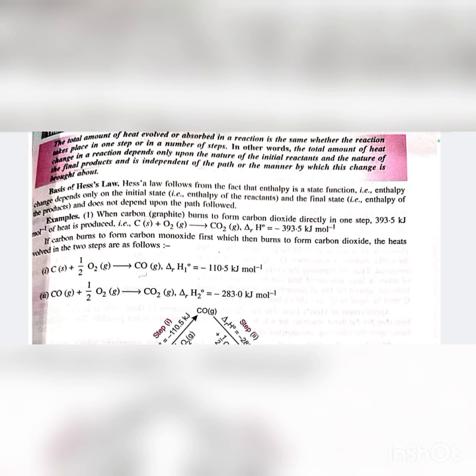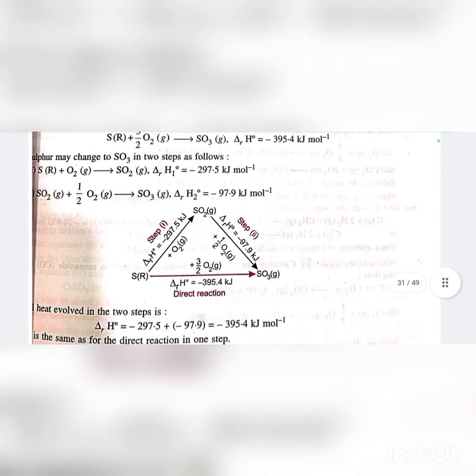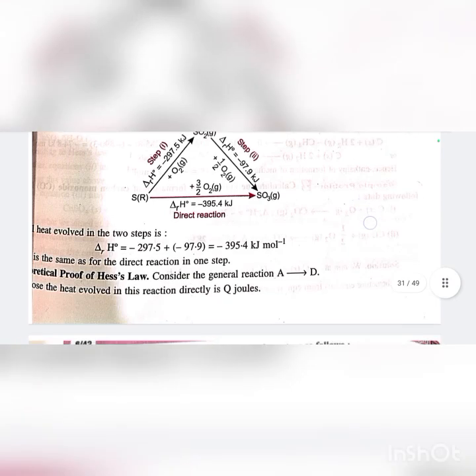Example: when carbon, meaning graphite, burns to carbon dioxide directly in one step, 393.5 kilojoule per mole of heat is produced. If carbon burns to form carbon monoxide first, which then turns to carbon dioxide, the total heat involved in both the steps remains the same. Second, sulfur burns to form SO3 directly in one step and the heat is minus 395.5 kilojoule. Sulfur may change to SO3 in two steps, then the heat change will also be minus 395.4.